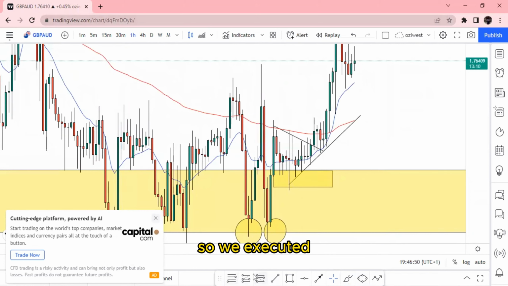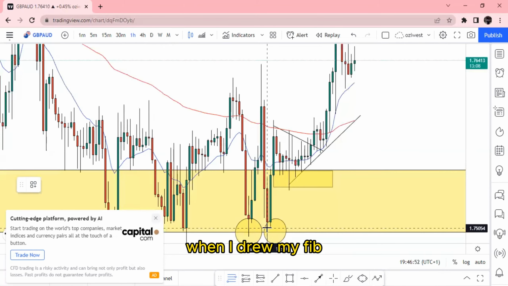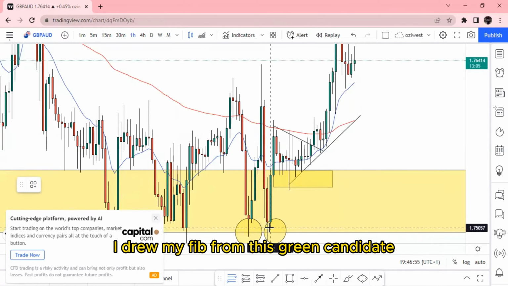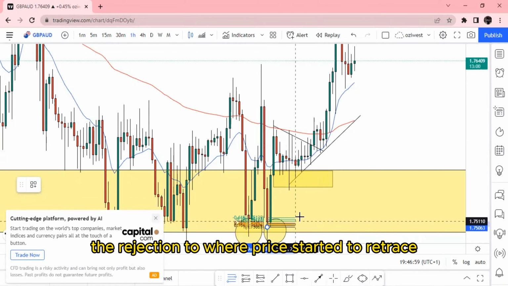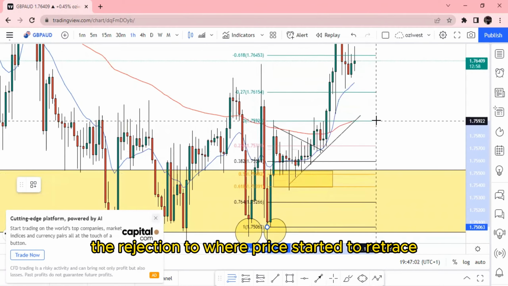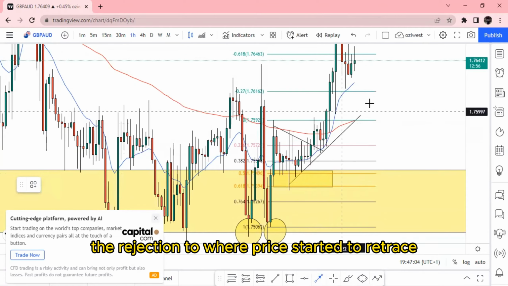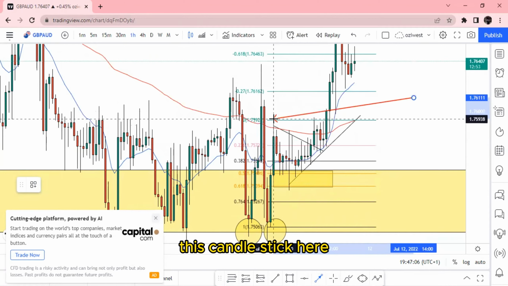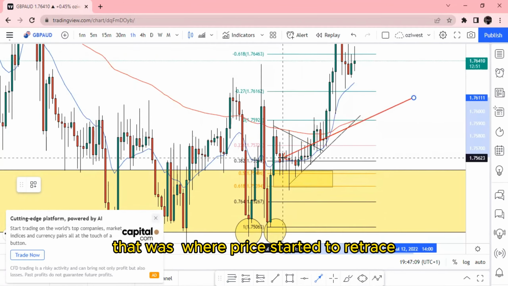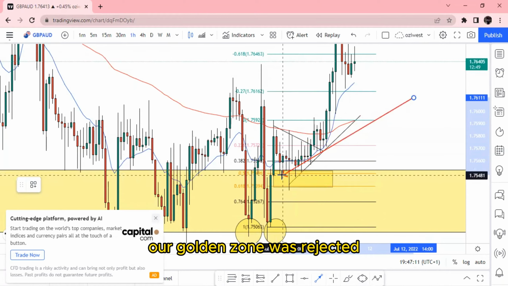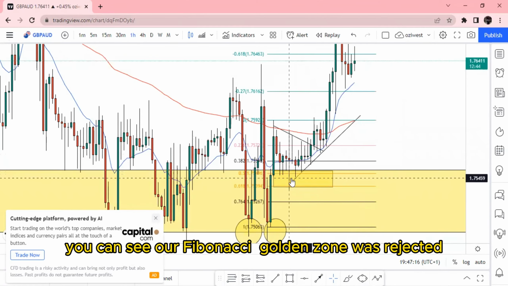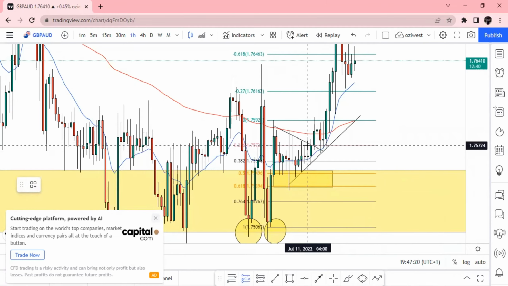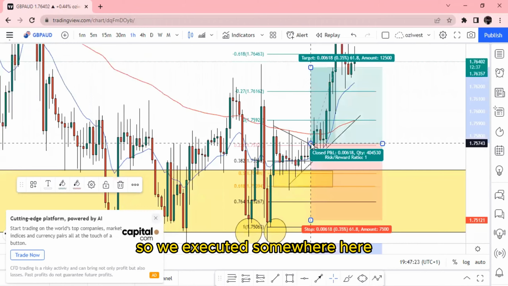So we executed when I drew my fib. I drew my fib from this green candle that formed the double bottom, that rejection, to where price started to retrace, which is here. This candlestick here was where price started to retrace. And what do you notice? Our golden zone was rejected. So you can see our Fibonacci golden zone was rejected. So we executed somewhere here.